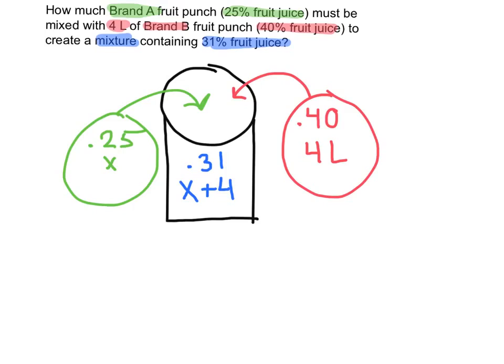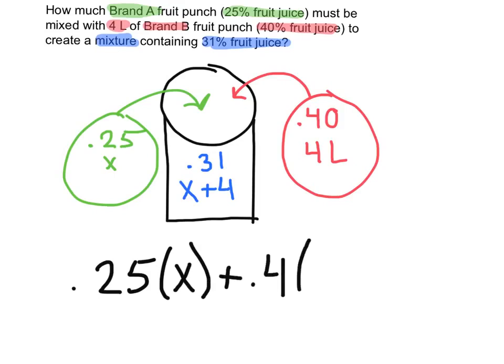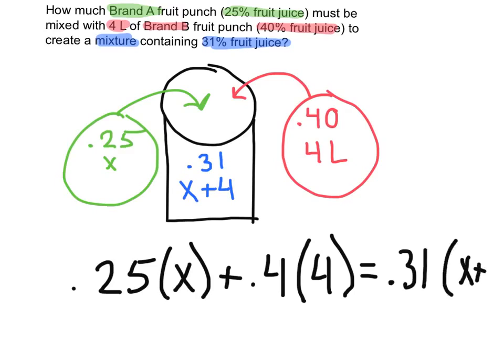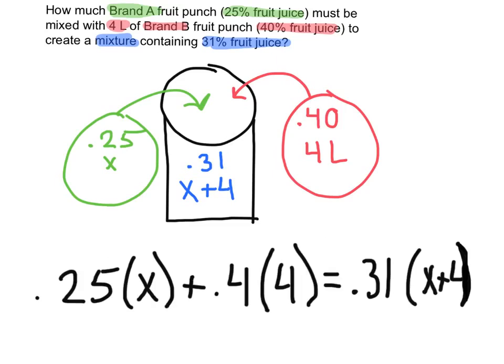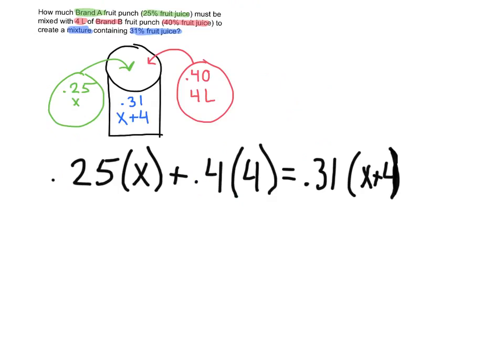So what we have is 0.25 times X amount plus 0.4 times 4, because we saw the amount was 4 liters, is equal to 0.31 times X plus 4. Our picture and our equation are saying the exact same thing. They're both telling us that by combining these two fruit punches, we're going to get that to equal the mixture we desire. So now we can go ahead and solve our problem.